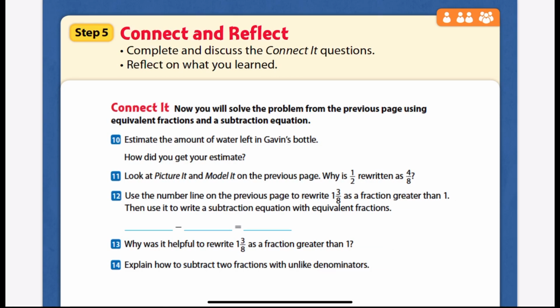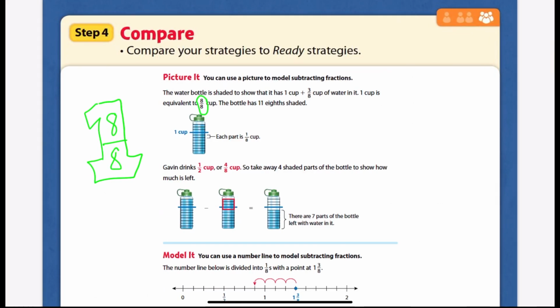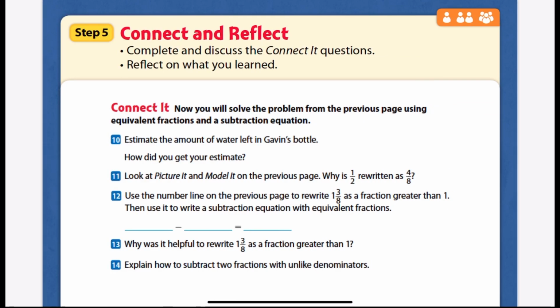So let's connect and reflect. Estimate the amount of water left in Gavin's water bottle. When we estimated, we saw again that we had the 8/8, the 11/8 initially, and then we took away 4/8. So our estimate would be a little less than 1 whole, 7/8.